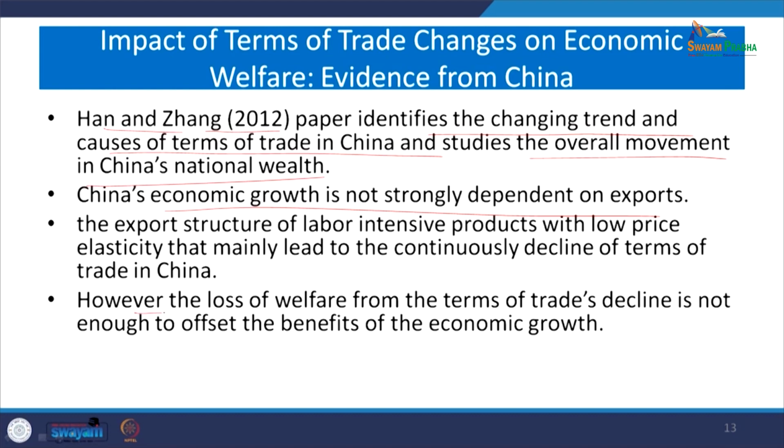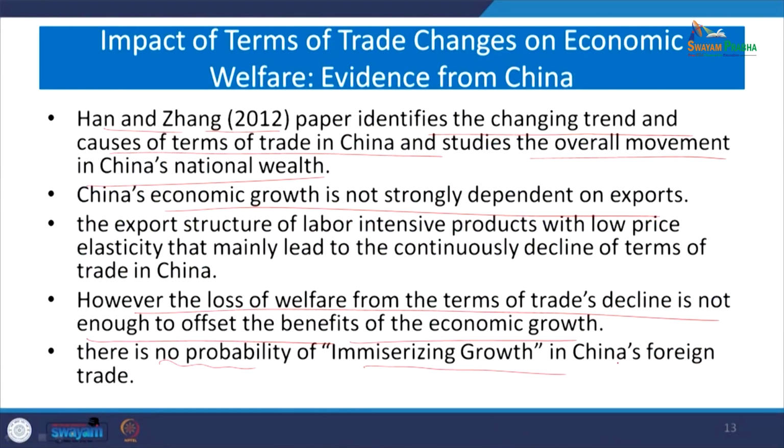However, the loss of welfare from the terms of trade decline is not enough to offset the benefit of economic growth. The economic growth is actually not due only to exports, there are other factors, and domestic fundamentals are very strong. So, it has been clearly mentioned that there is no probability of immiserizing growth evidence in Chinese foreign trade.